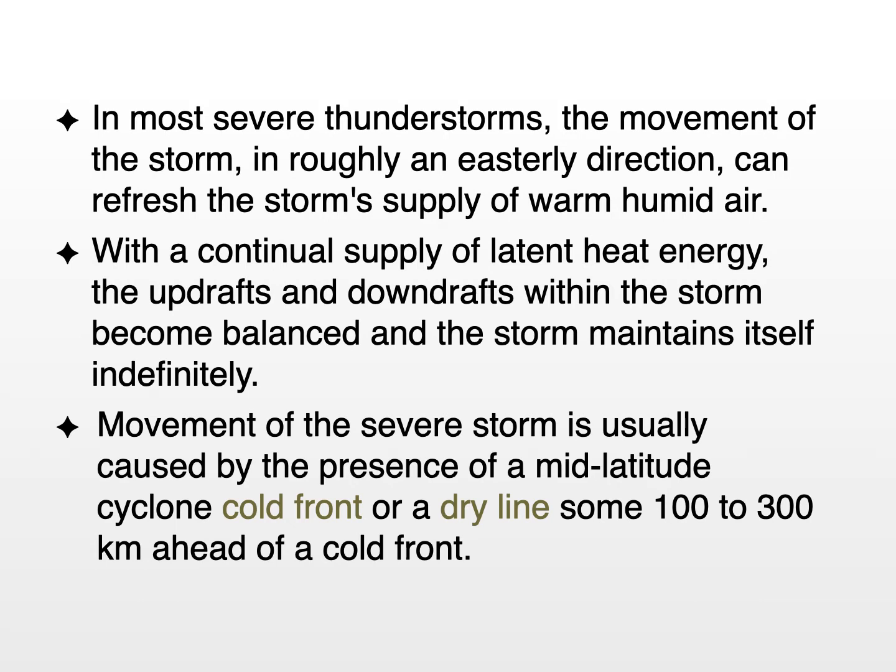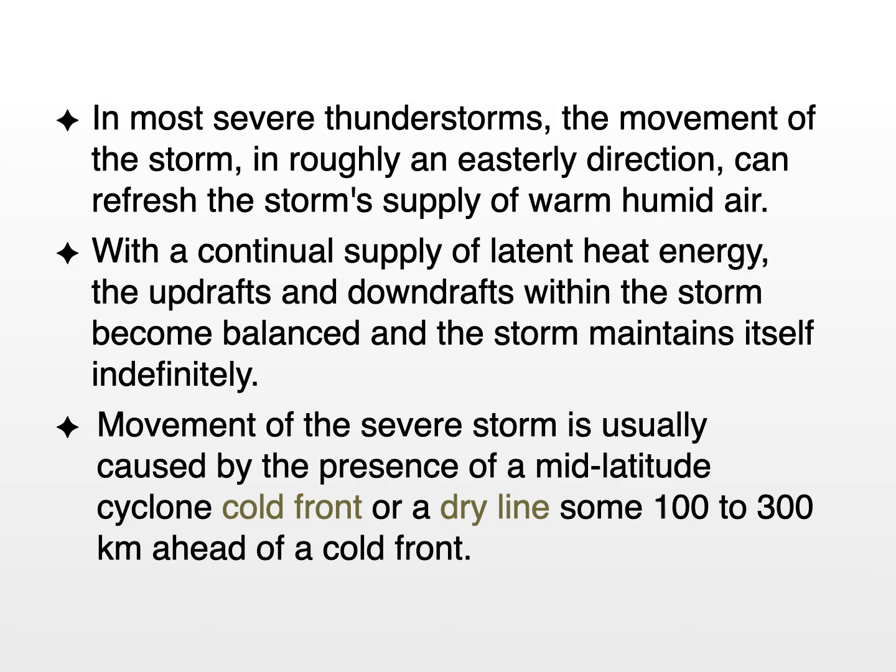And this continued supply of heat energy causes a balance between the updrafts and the downdrafts. So the updrafts will occur in the front end of the storm, and downdrafts in the bottom, where you expect to find the rain and the hail.